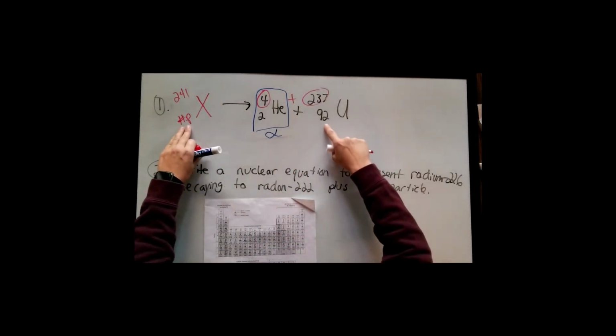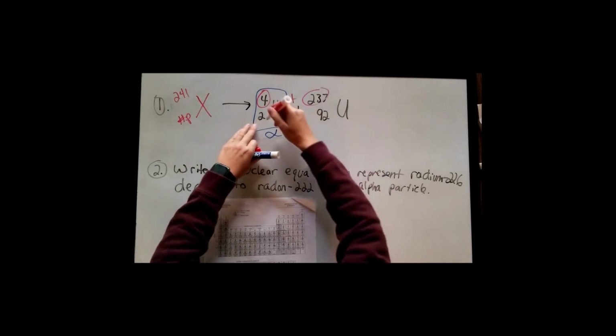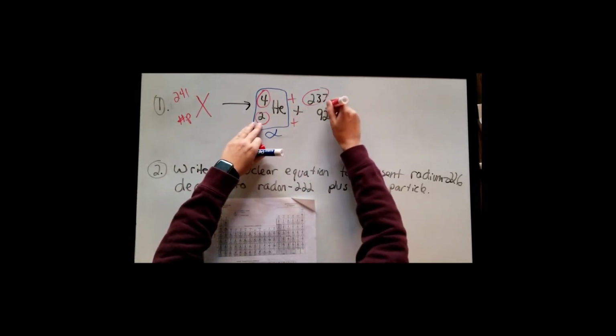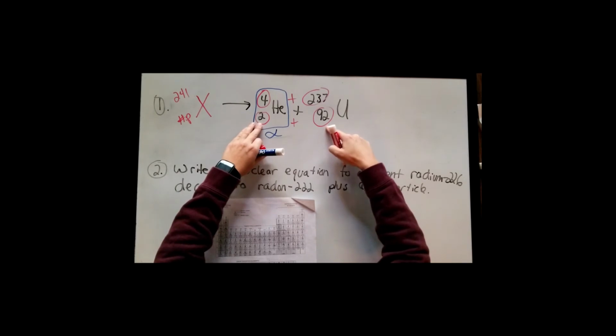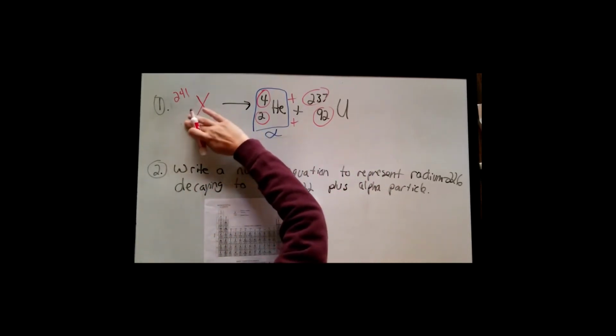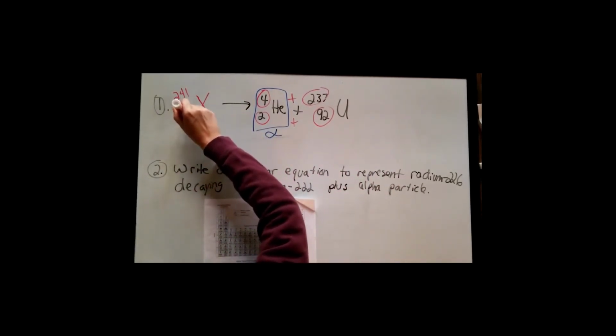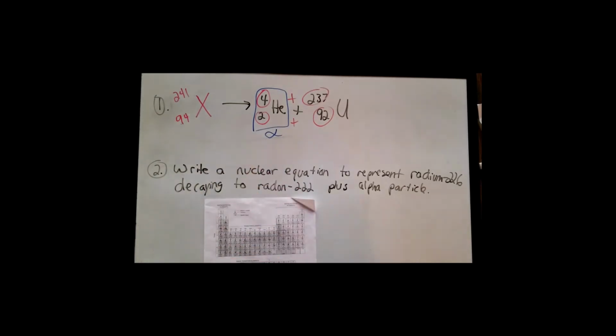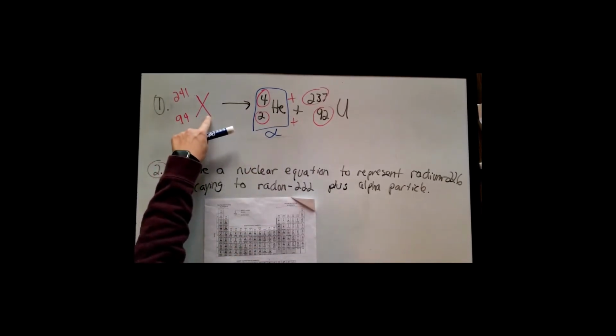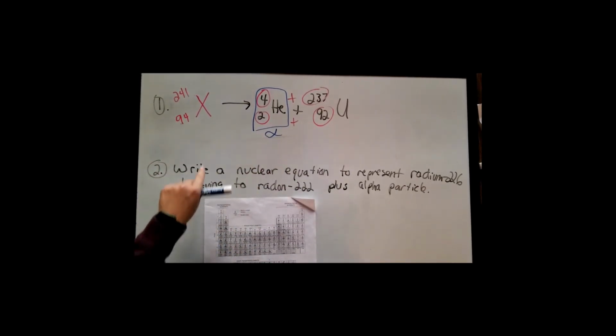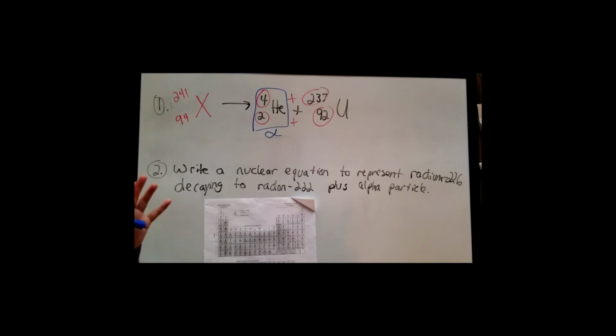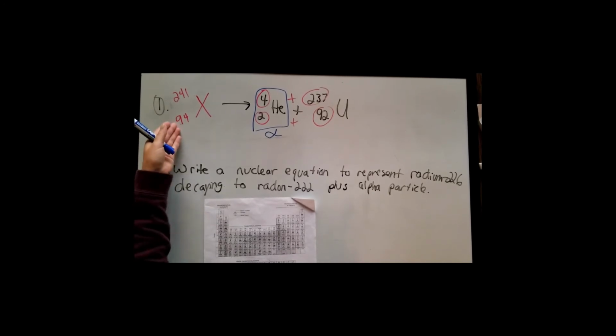Now let's look at the protons. 92 plus 2 is 94. Now this is the important part, because this 94, the number of protons, is going to give us what X is. That's going to tell us the identity of this reactant. Because remember, the number of protons tells the identity of the element. If you change the number of protons, you're changing the identity itself.